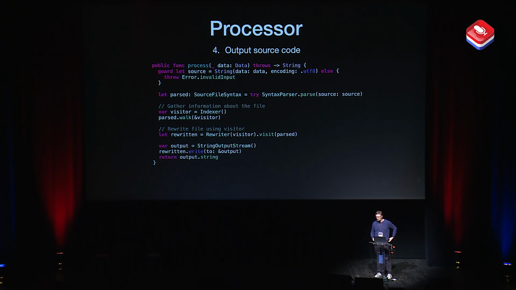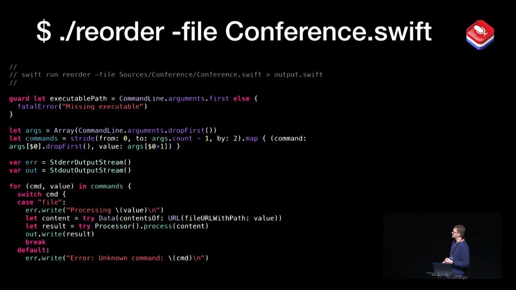And the processor, where I use all that information together. So first, I parse the source. Then I gather information about the file, which is the indexer. Then I run the rewriter, which will modify the syntax tree, and output the syntax tree as a string. Then I need some boilerplate to run this command line tool, which is not that much. Just get a parameter of the file and run the code.